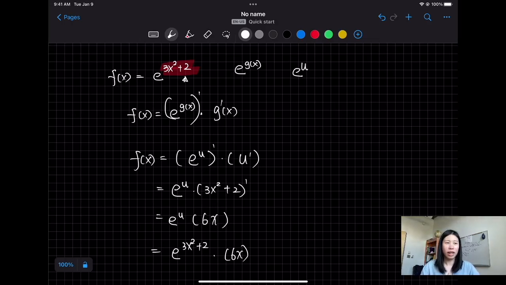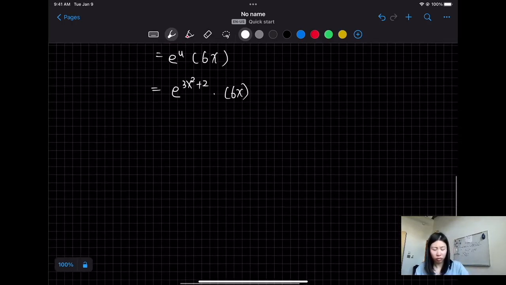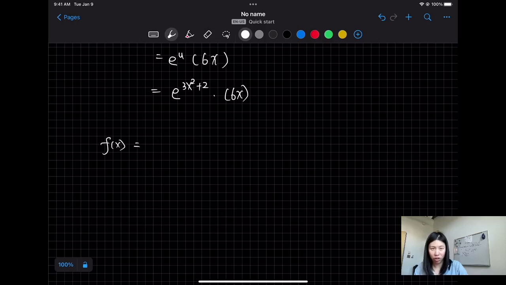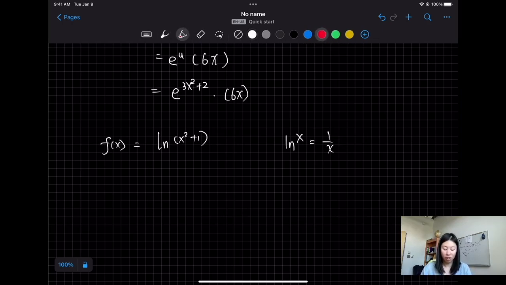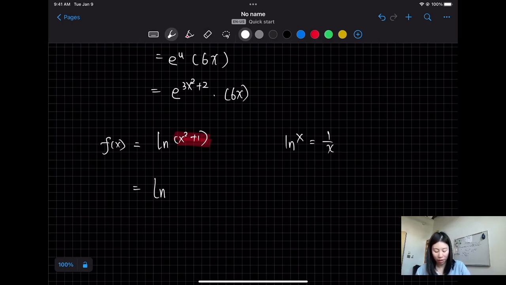Okay, so now let's try another example. I want you to calculate the derivative of ln of x squared plus 1. Again, if you look at ln, we learned the rule that the derivative of ln x is equal to 1 over x. But we never did ln of a function. So this is a function, and what you can do is apply the chain rule. For the chain rule, I have ln of that function and then times the derivative of that function.